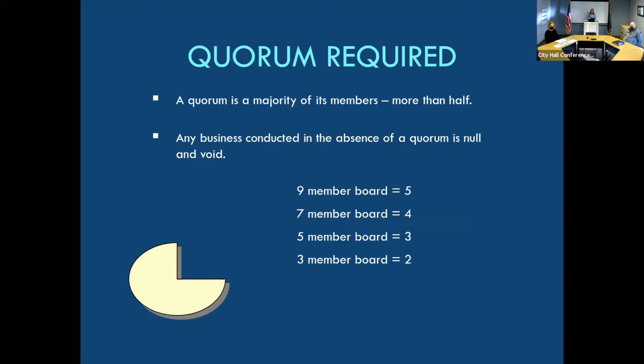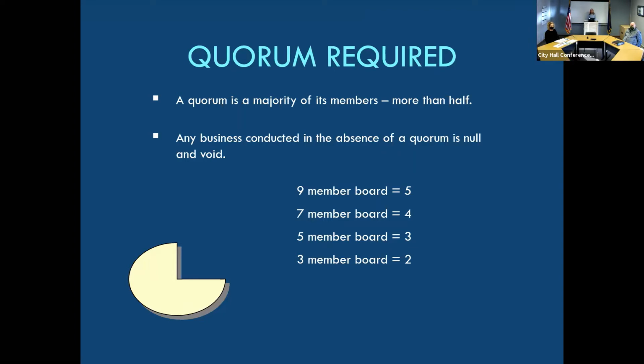Any business conducted in the absence of a quorum is null and void. However, the fact that a meeting was called to order makes it an attempt to hold the meeting, so it fulfills requirements. Some boards and commissions have minimum meeting requirements, so that would satisfy that. The only actions that can be taken if there is a lack of a quorum are to adjourn, to recess, or to take measures such as trying to contact a member to obtain a quorum.